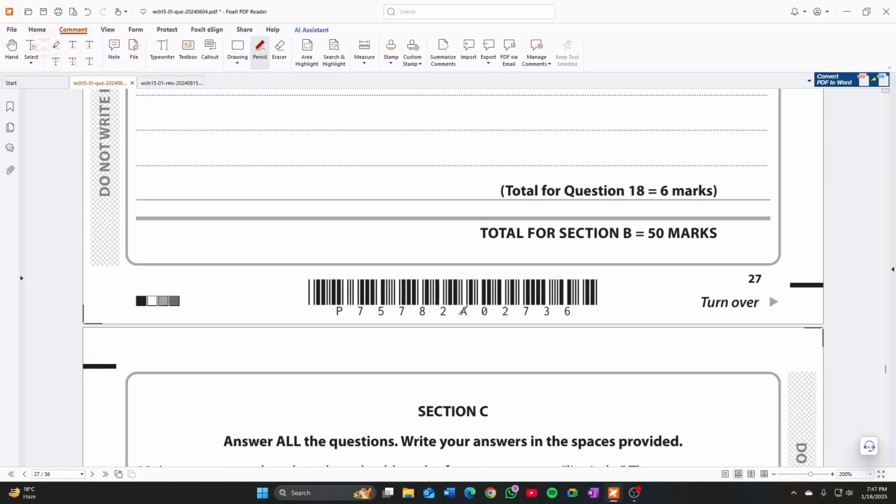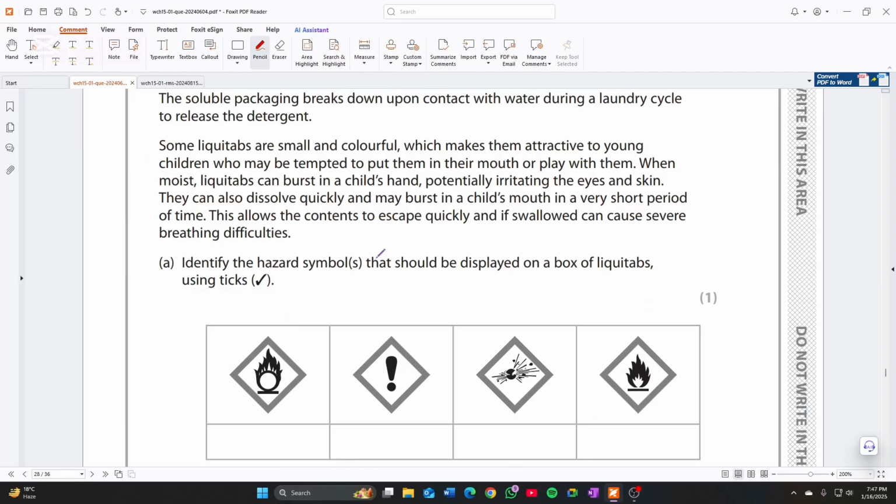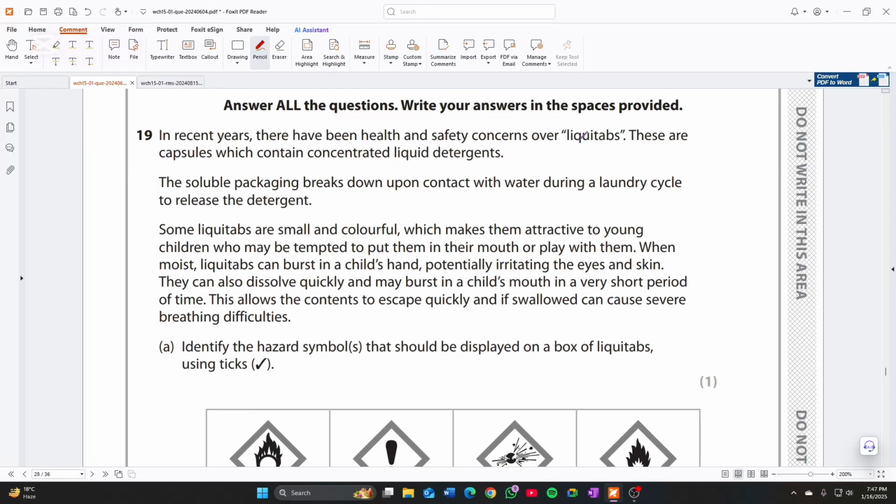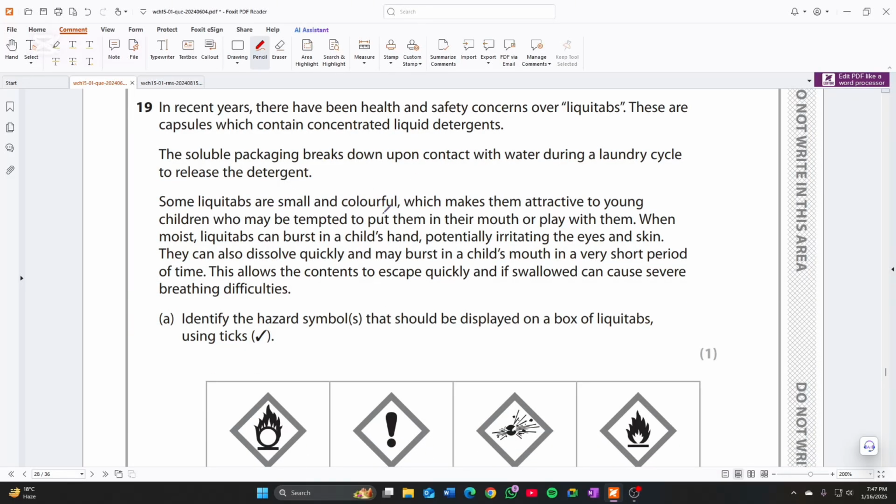Moving on to the next question, question number 19. In recent years there have been health and safety concerns about liquid tabs. These are capsules which contain concentrated liquid detergents. Some liquid tabs are small and colorful, which makes them attractive to young children who may be tempted to put them in their mouth or play with them. When moist, liquid tabs can burst in a child's hand, potentially irritating the eyes and skin. They can also dissolve quickly and may burst in a child's mouth in a very short period of time. This allows the contents to escape quickly, and if swallowed, can cause severe breathing difficulties.